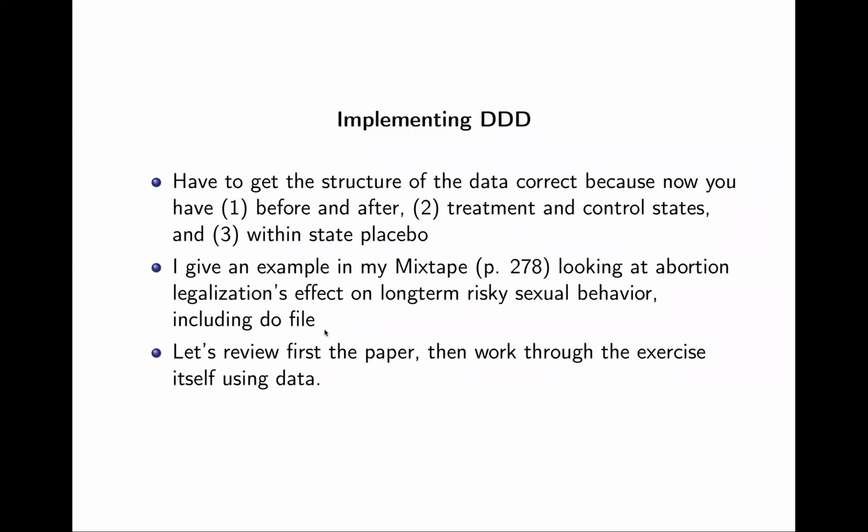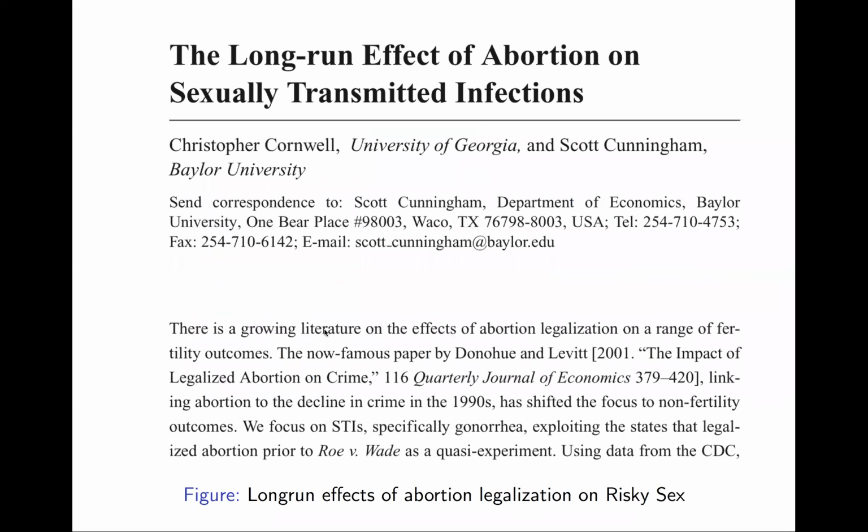So what we're going to do is discuss one of my papers from the third chapter of my dissertation, looking at abortion legalization's effect on long-term risky sexual behavior. And I'm going to provide a do file. I'm not going to replicate it. I just want to show it to you, okay? So this is the paper. This is with my advisor, Chris Cornwell. It was the first paper in economics that I published. No, it wasn't. My first was in something else.